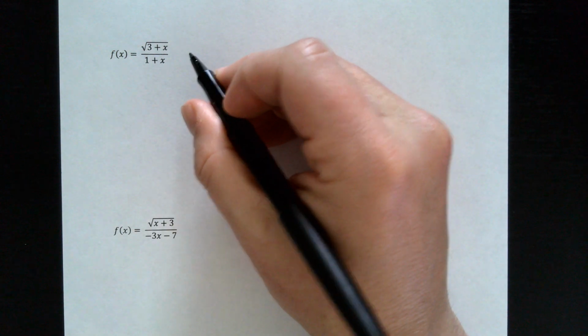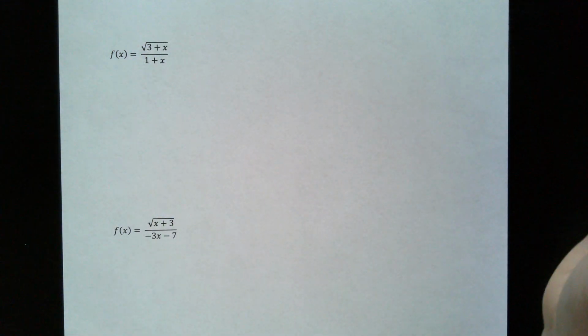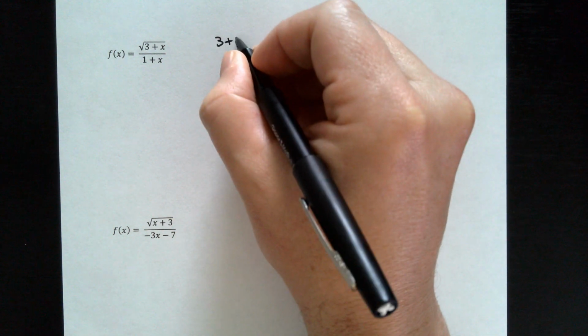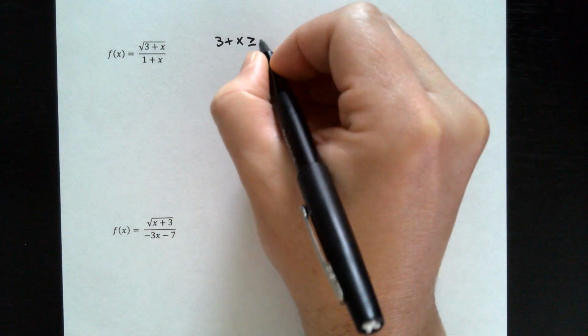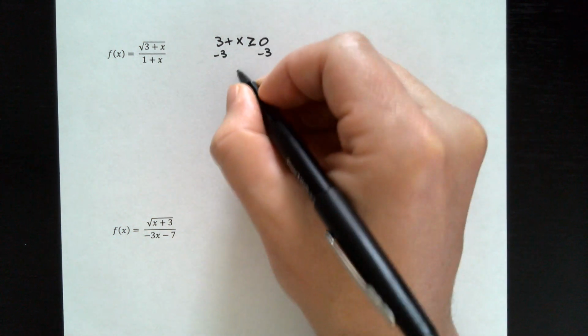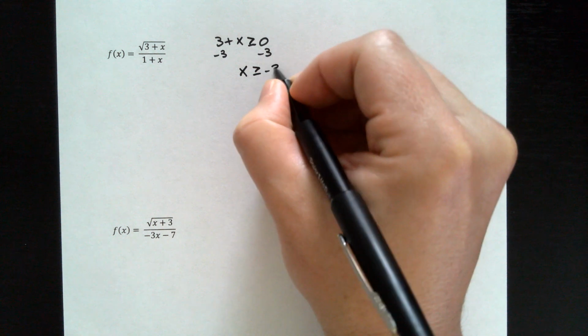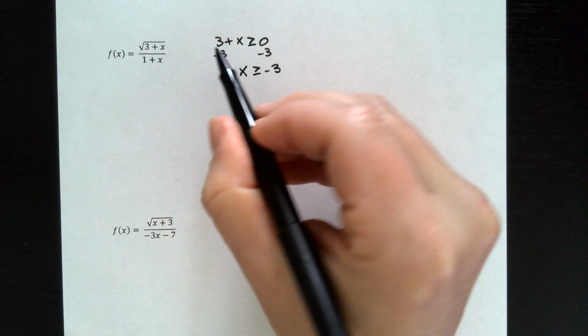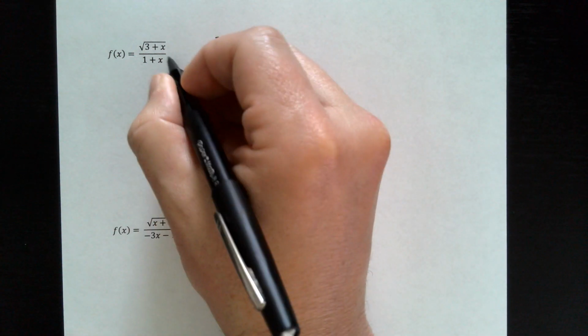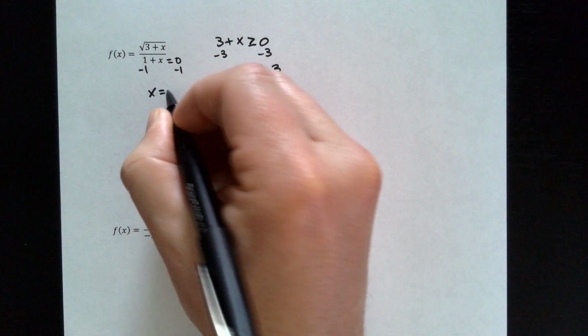Okay, 3 more problems. On this one, looking for the domain, we notice there's a square root at the top. Okay, so we set the square root 3 plus x greater than or equal to 0 and solve. So that would be a subtraction of 3. So x is greater than or equal to -3. And then we move on to the bottom, the denominator. There's no square root, so we can just set this equal to 0 and solve. So I'll subtract 1 from both sides. I get x is equal to -1.